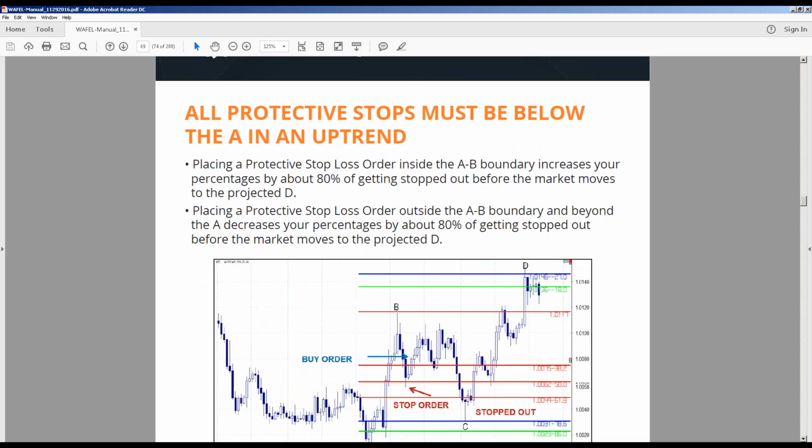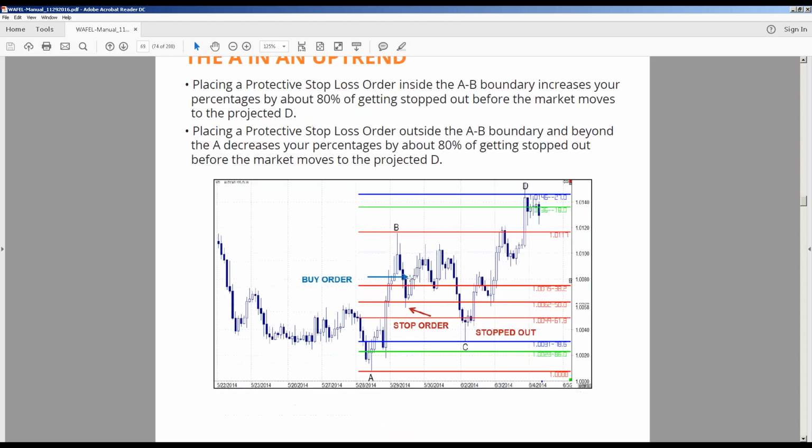So all protective stops must be below the A in an uptrend. Placing a protective stop loss order inside the AB boundary increases your percentages by about 80% of getting stopped out before the market moves to the projected D. Placing a protective stop loss order outside the AB boundary and beyond the A decreases your percentages by about 80% of getting stopped out before the market moves to the projected D.